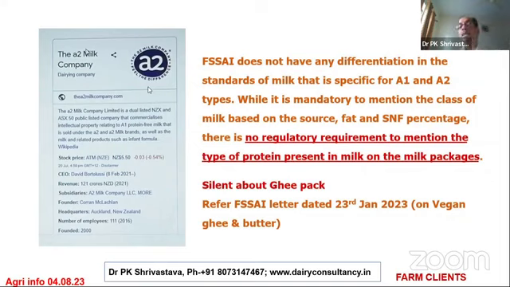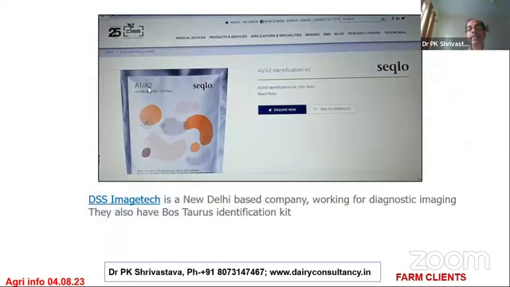FSSAI is silent about ghee packs, and that is why ghee is being sold at a difference of more than 2,000 rupees. Just branding A2. A2 doesn't have anything to do with fat. A2 is a protein component. This is the test, which costs 40,000 rupees. You can do 100 tests with the A1, A2 identification kit.